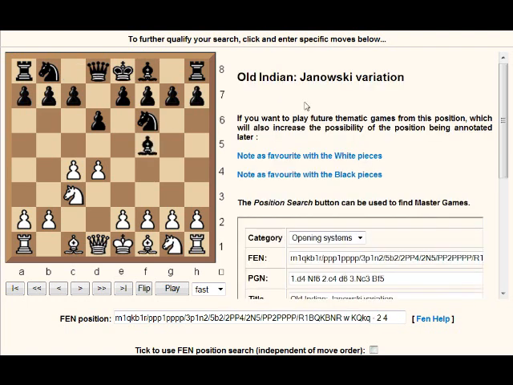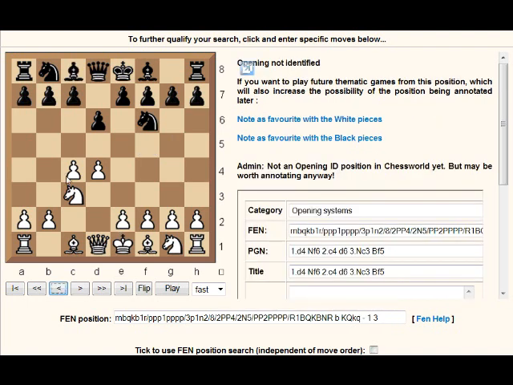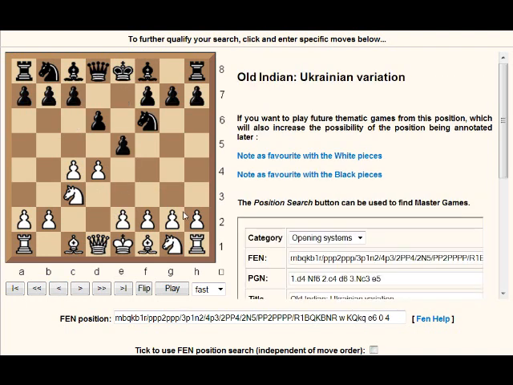Bishop to f5 is the Janowski variation, Janowski. c6, that's not got a name in my database. e5 is the Ukrainian variation, so offering, you know, maybe the trade of queens. So the Ukrainian variation. I think black's usually okay in that sort of thing here.